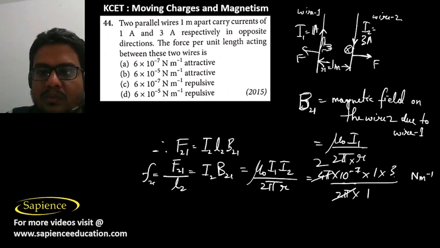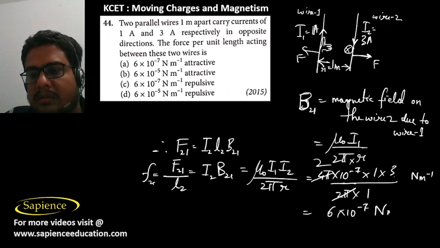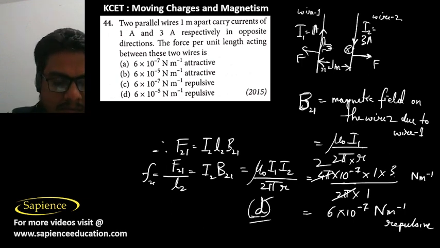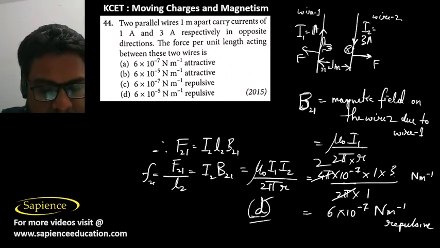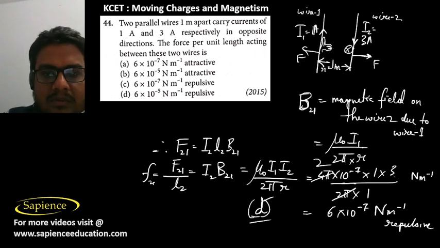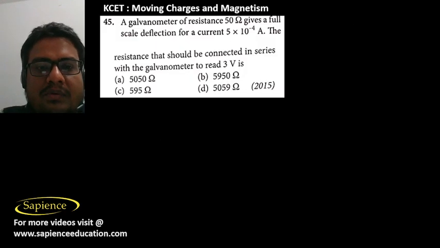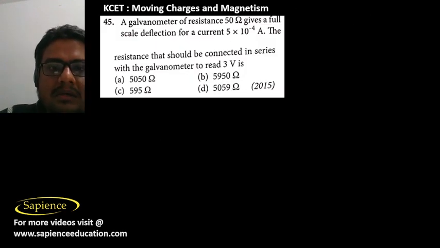So 2 pi into 2 is 4 pi, and 2 into 3 is 6. So it is 6 into 10 power minus 7 Newton per meter, and it should be repulsive. So option D is the correct answer. Okay, 6 into 10 power minus 7. Sorry, so option C. Option C is the correct answer. Good.